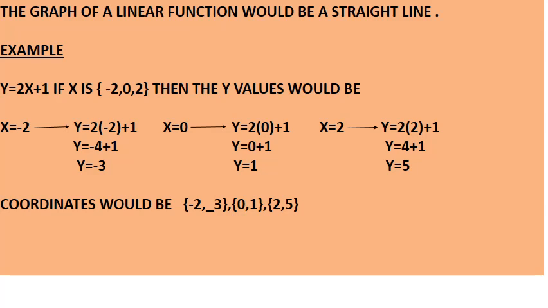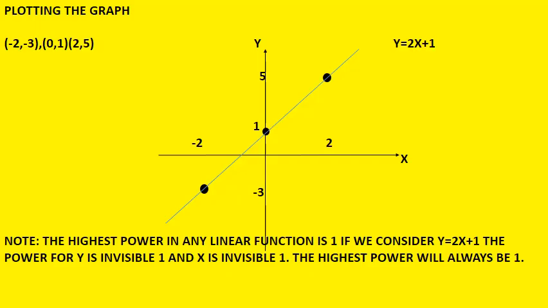Then you will form your coordinates: (-2, -3), (0, 1), (2, 5). The graph is shown as plotted below. You will see the graph will form a straight line.